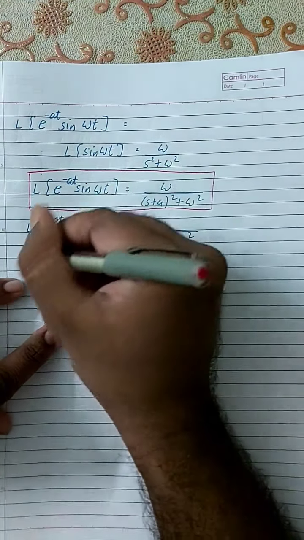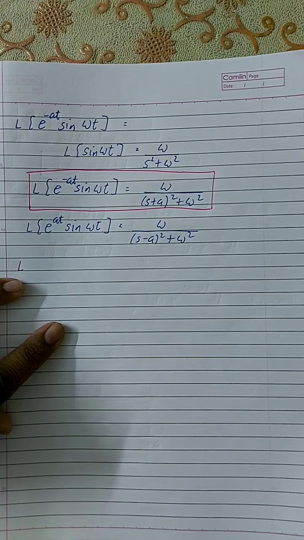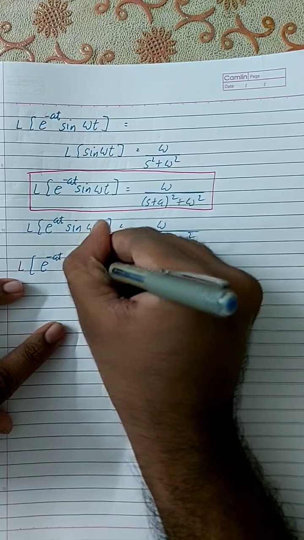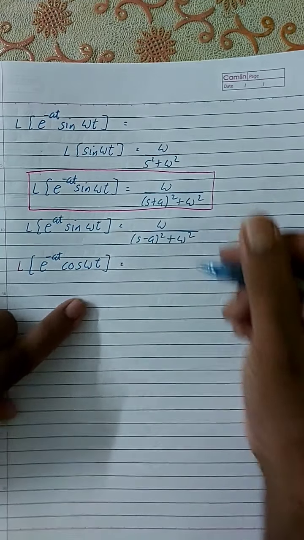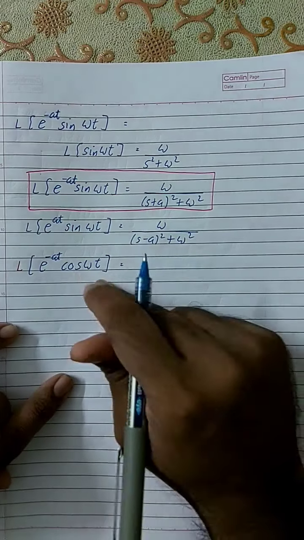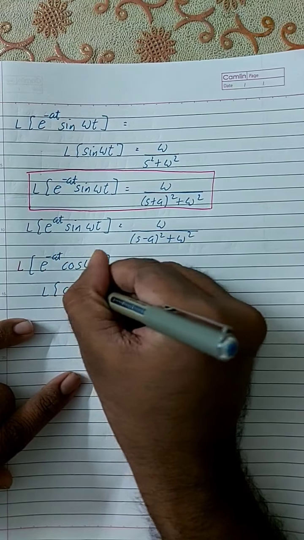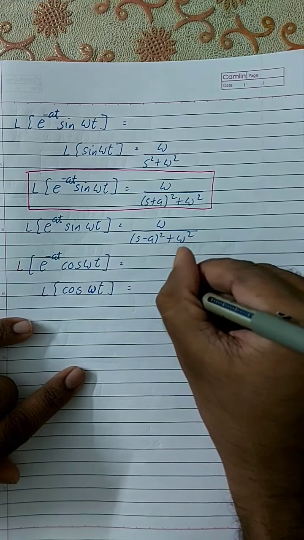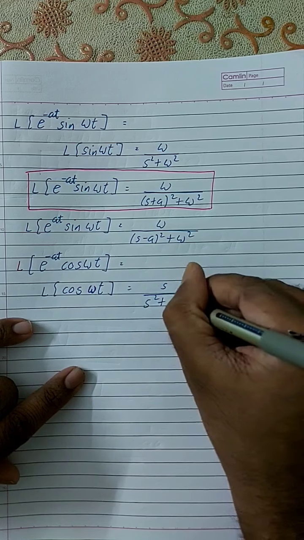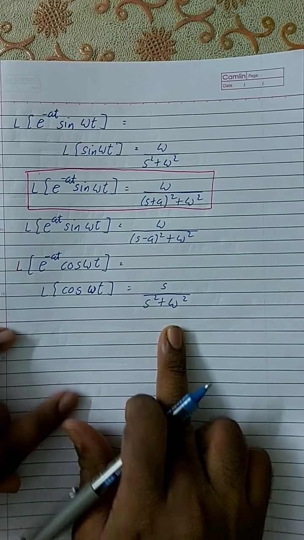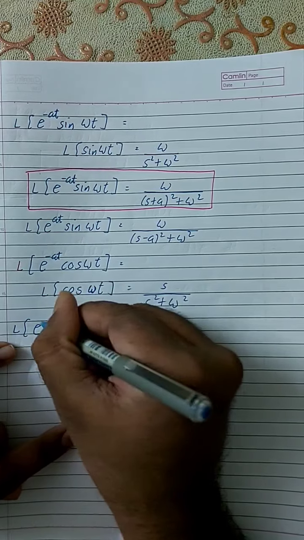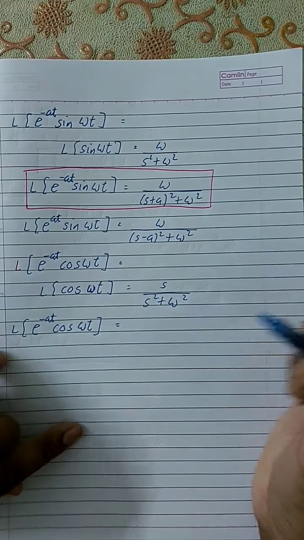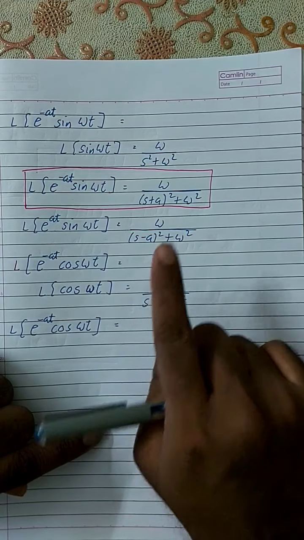Likewise, the Laplace transform of e raised to minus at cos omega t. What is the Laplace transform of this? We all know that the Laplace transform of cos omega t is given by s by s square plus omega square. So in that case, the Laplace transform of e raised to minus at cos omega t is nothing but, like I said, replace every s with s plus a.